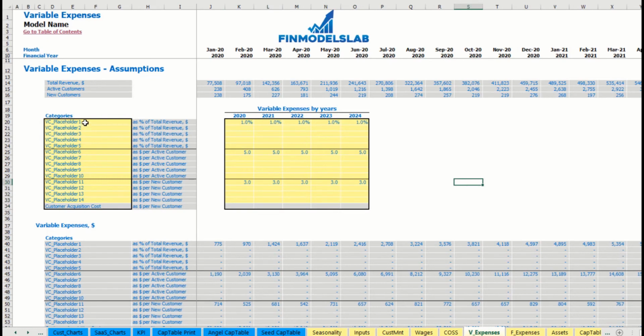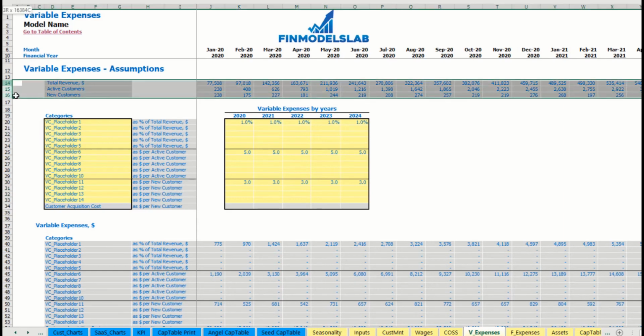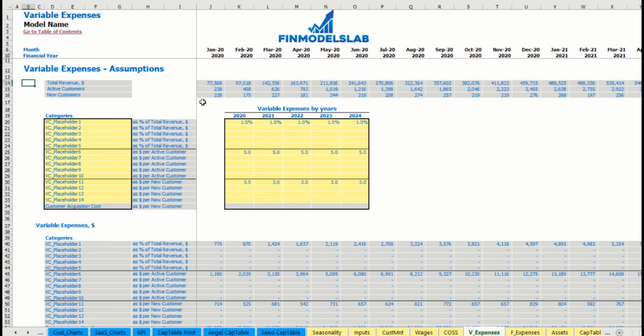All other categories are broken down by 3 categories: as a percentage of total revenue basis, as dollars per active customer, and as dollars per new customer. So on the top you have 3 bases for the calculation of variable expenses categories: total revenue amount, active customers, and new customers, broken down by months. Now you can input the names of categories, for example utilities.